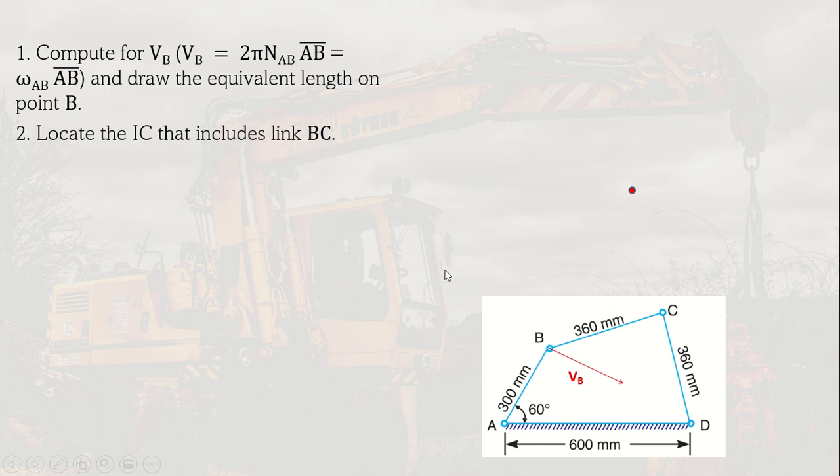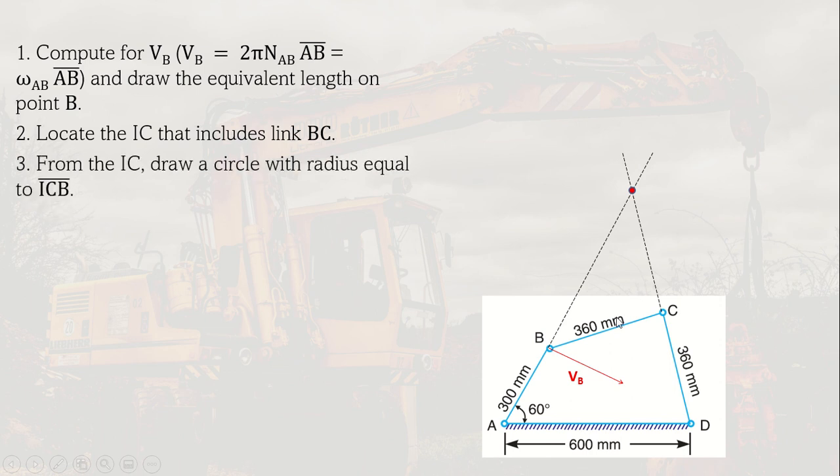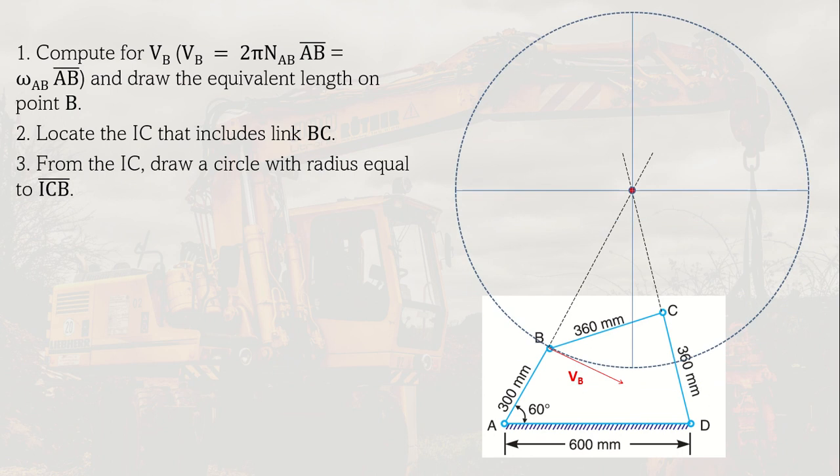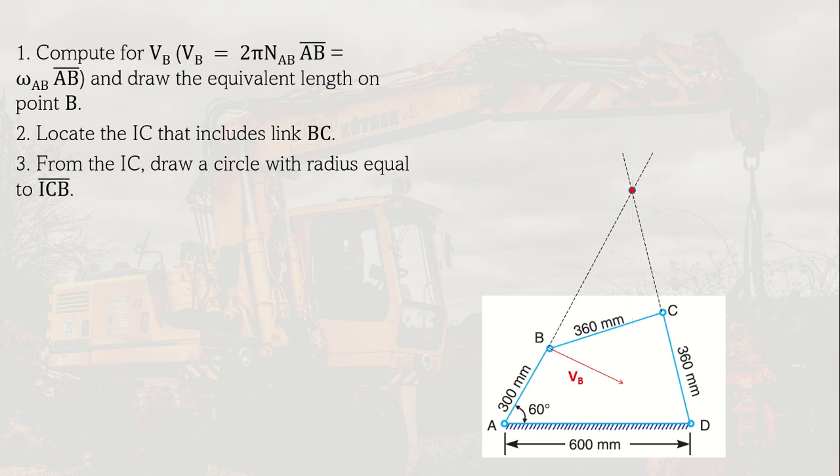And then you locate the IC that includes the link BC. Since B is connected to this link, we can use that IC. So we locate the IC. This is the IC that includes the link BC, as you can see in the image. And then from the IC, draw a circle with a radius equal to ICB.